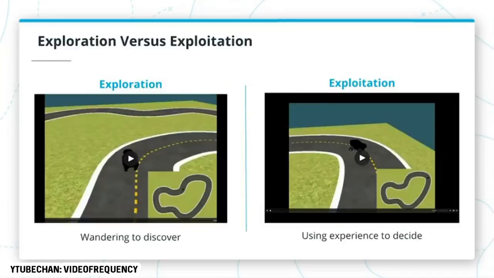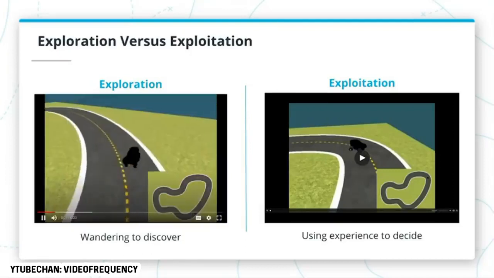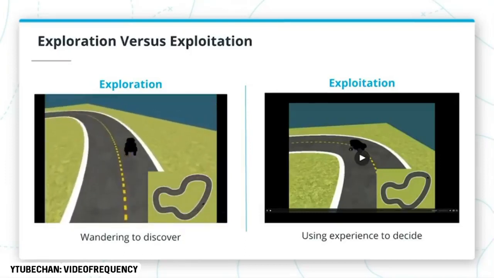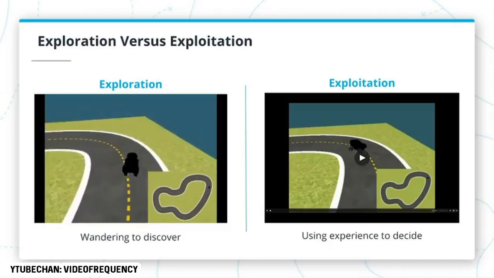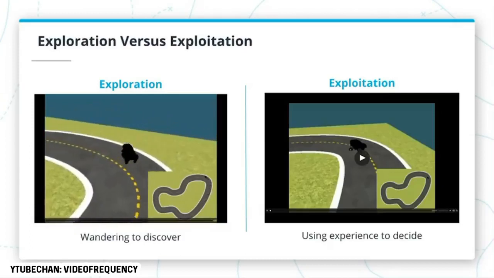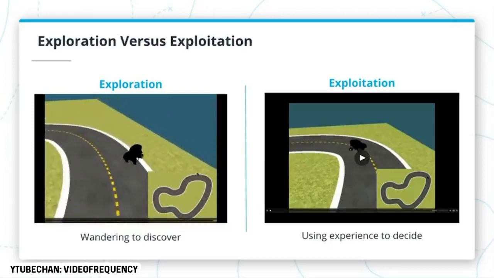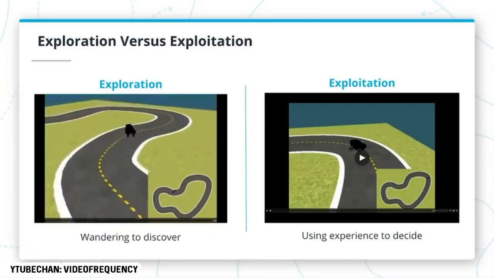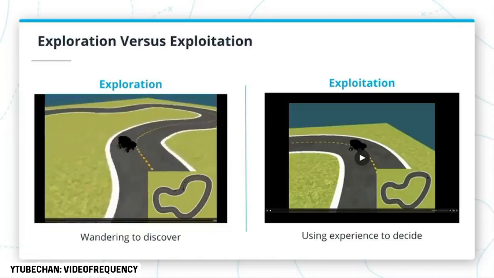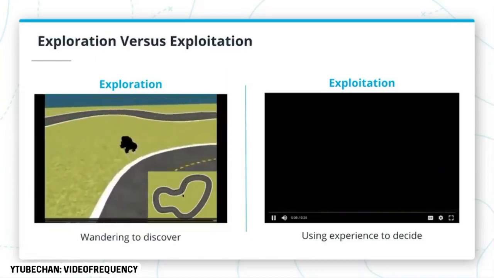Exploration versus exploitation is a key challenge in reinforcement learning. When a car first starts out, it explores by wandering in random directions like the car on the left. However, the more training an agent gets, the more it learns about its environment. The experience helps it become more confident about the action it chooses.